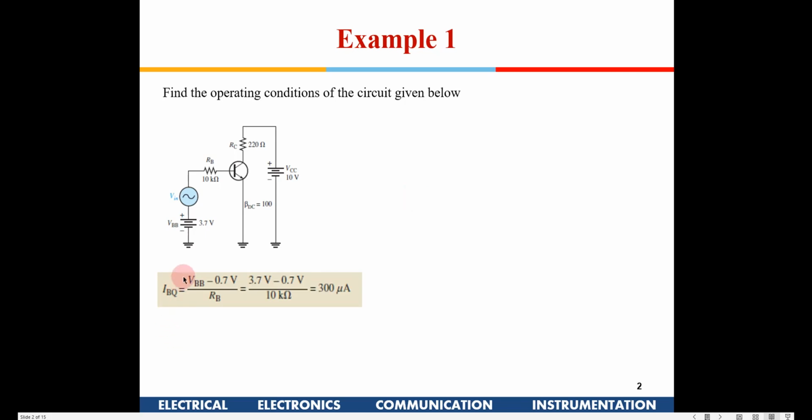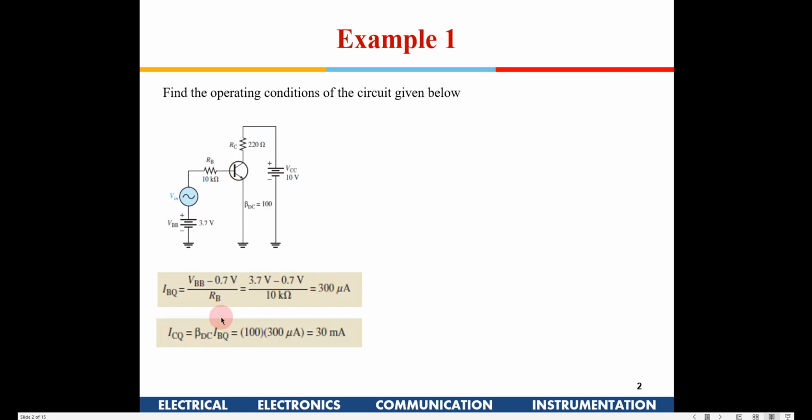Now if you see, the voltage applied here is 3.7 volt. This is an AC signal, so we neglect that because we are trying to find the DC operating conditions. So 3.7 volt is applied here, and we have 0.7 volt across BE, so we remove that 0.7, and then this is the resistance, 10k. If I form a loop equation, you will find (3.7 minus 0.7) by RB, so you get a 300 microamps current.